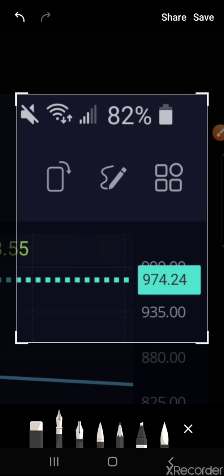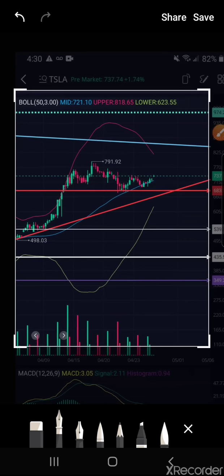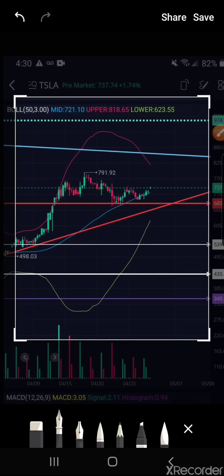Oh, terrible. My battery is 82%, just in case you guys didn't see that. Let's try this again. All right, so here, terrible straight line. Here, terrible again. Oh my goodness. All right, we'll stick with that.